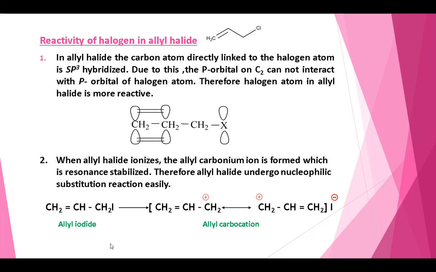Next, we come to the reactivity of halogen in allyl halide. The halogen atom in allyl halide is more reactive, and it easily undergoes nucleophilic substitution reaction. This is due to two reasons. Number 1, in allyl halide, the carbon atom directly linked to the halogen atom is sp3 hybridized. Due to this, see the diagram, the p orbital on the second carbon cannot interact with the p orbital of the halogen atom. Therefore the halogen atom in allyl halide is more reactive.